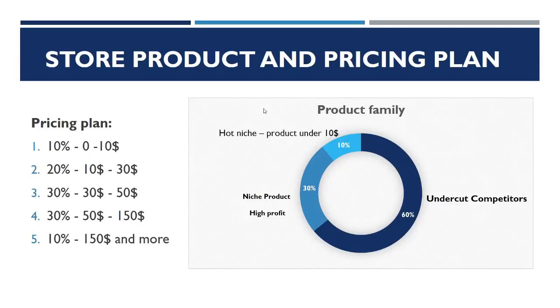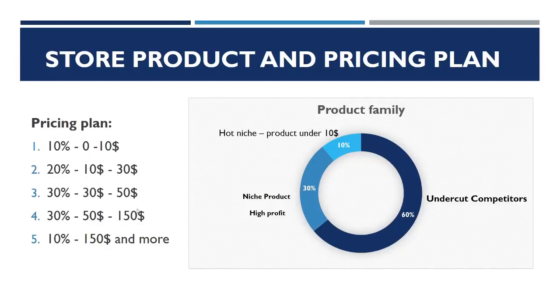Remember, we said we have limited impressions. So imagine what happens if you have just $10 products in your store. Your profit is also going to be low. Why? Because you sell a product for $10, you probably earn $1, $2. But if you sell a product for $150, you probably earn $10 to $15. Okay? So we have to have a pricing plan.